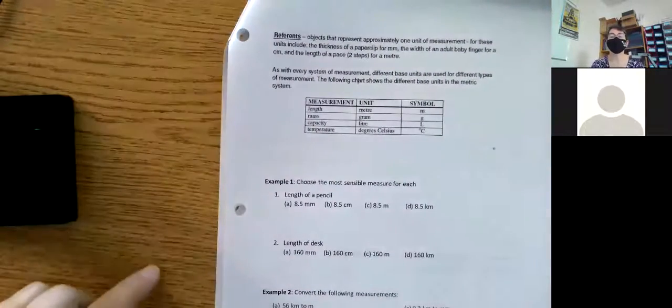Reference is something we didn't talk about in science, and they're really important. Because there's nothing funnier to a teacher than a student that tells you they're 1.4 centimeters tall, and it's like, no, you're not. I don't know what you are, but you are not. So you need to know the references. So the thickness of a paperclip or the thickness of a dime is a millimeter.